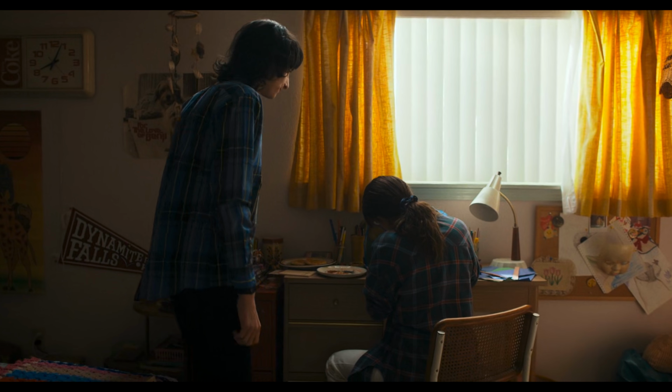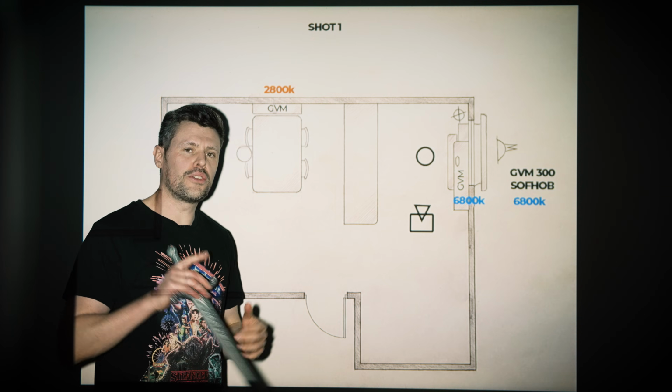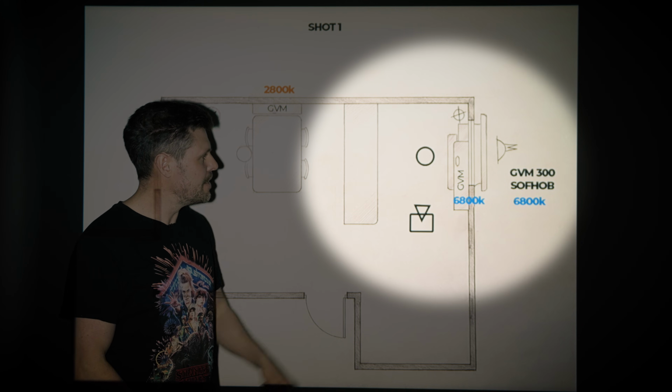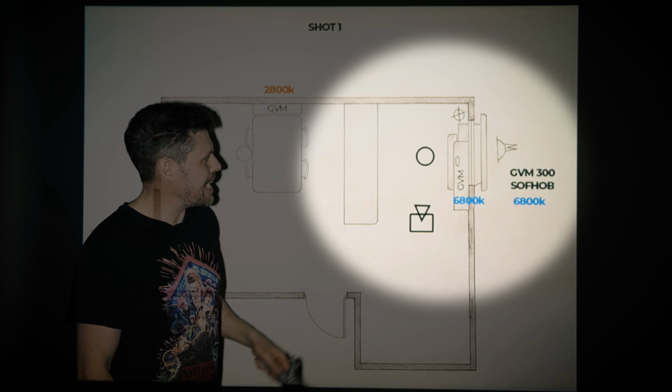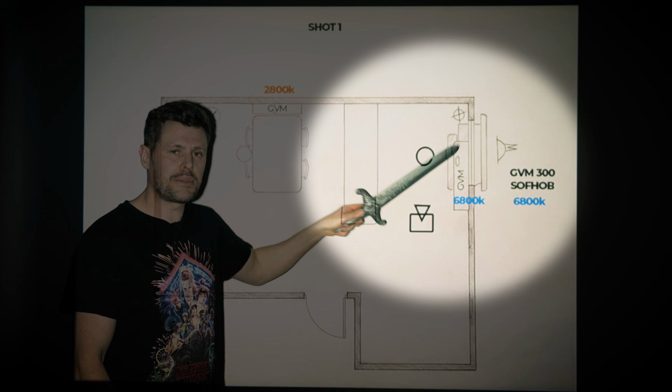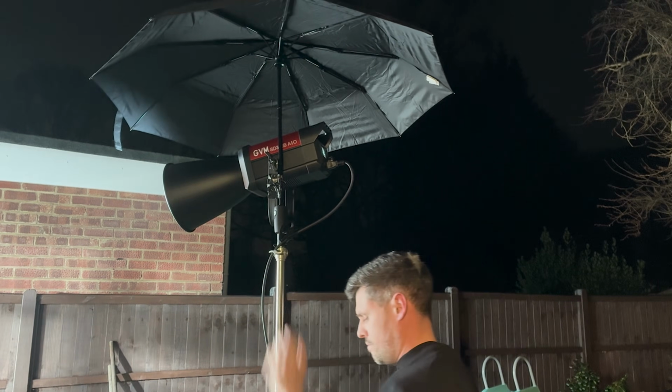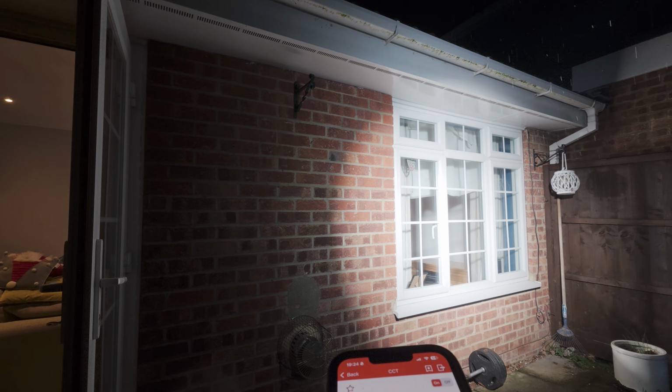So this is what we're going to do in our scene. Next is shot number 1, where we're going to shoot a profile of our main character looking out the window. Our GVM 300 is going to be outside, and our other light is going to be just above the window. First, I place the GVM 300 outside. Set to 6800 Kelvin, that becomes our moonlight.